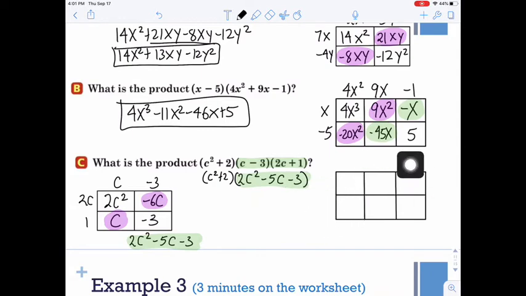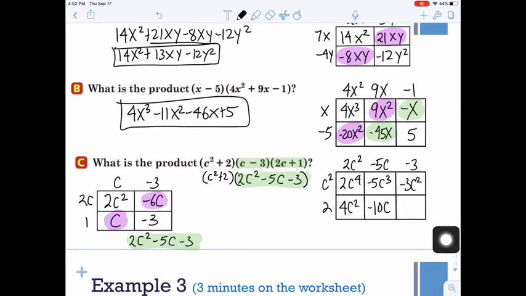So I'm going to fill that in on this 2 by 3. So over here we have 2c squared times c squared, that's 2, and then I have 4c, so c to the 4th. 2c squared times 2 gives us 4c squared. Negative 5c times c squared, that's negative 5, and then we have 3c, so negative 5c cubed. Negative 5c times 2 gives us negative 10c. C squared times negative 3 is negative 3c squared. 2 times negative 3 gives us negative 6.